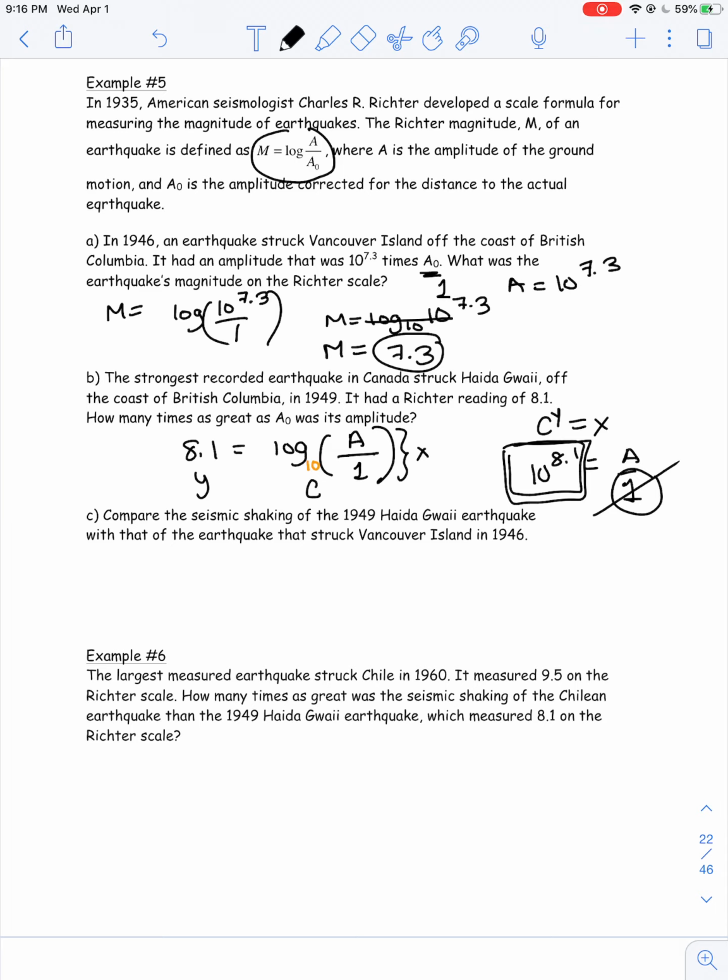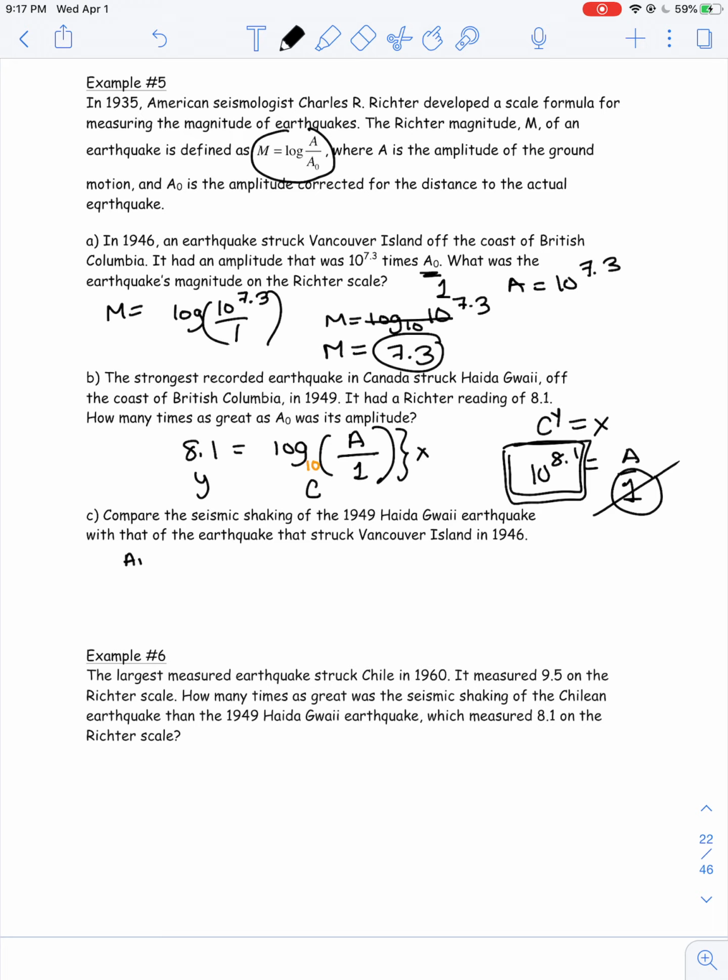And now they want you to compare the seismic shaking of the earthquake that was the answer for B to the answer of A. Okay, so what we're doing is we're actually comparing them. So we already know that we always want to compare the amplitudes.